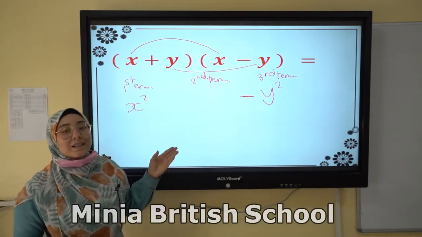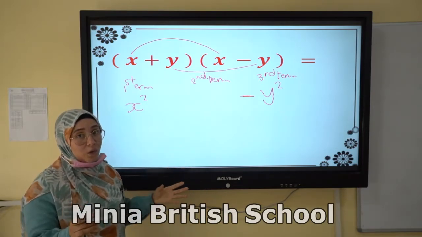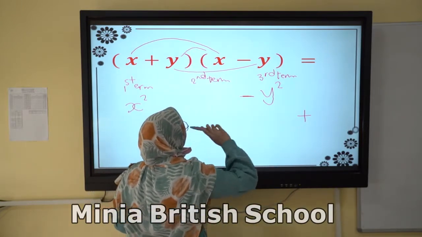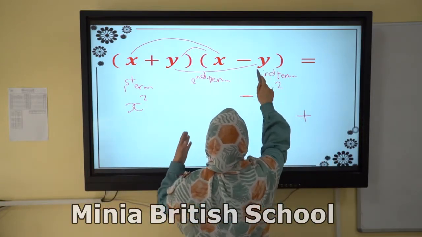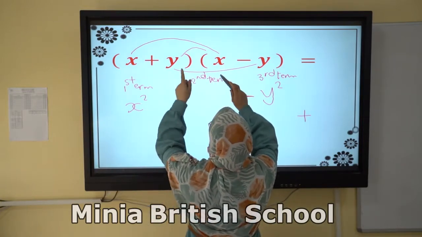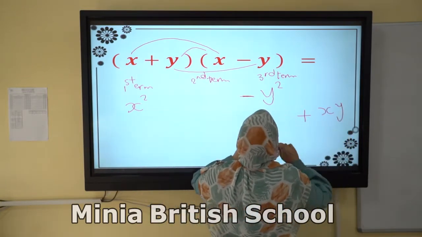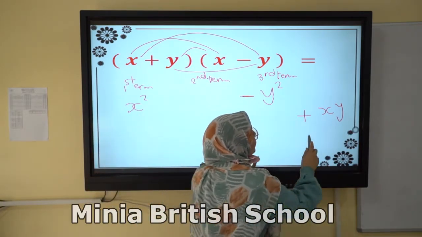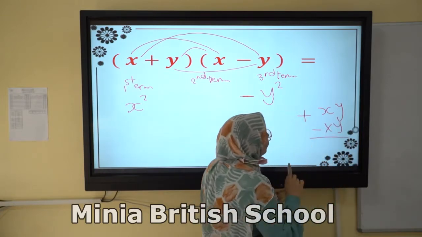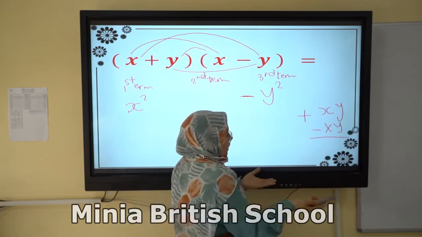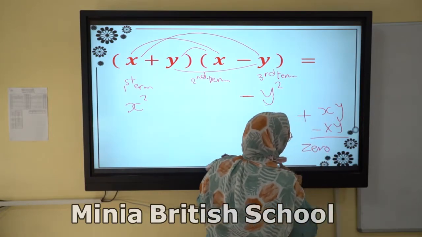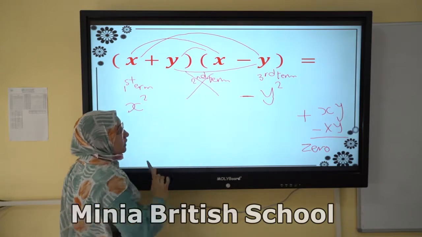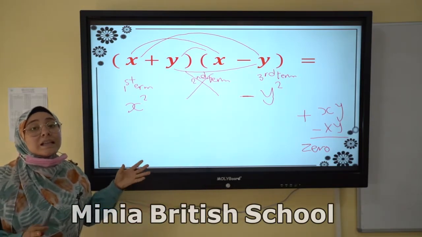Now, to find the second term, you can check the sum of the product of means and the product of extremes. The product of means, x times y, equals xy, and the product of extremes, x times negative y, equals negative xy. Now, the sum of them equals 0. So here we don't have the middle term, or the second term, in this expression.